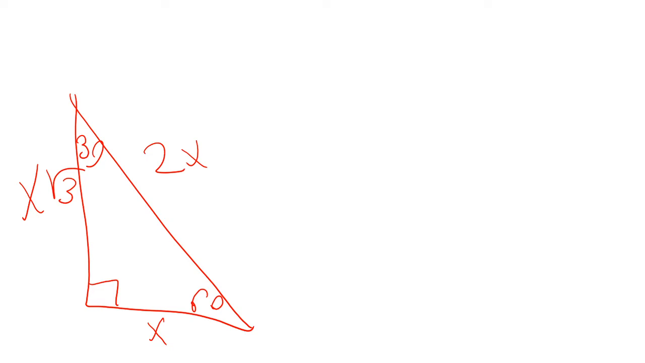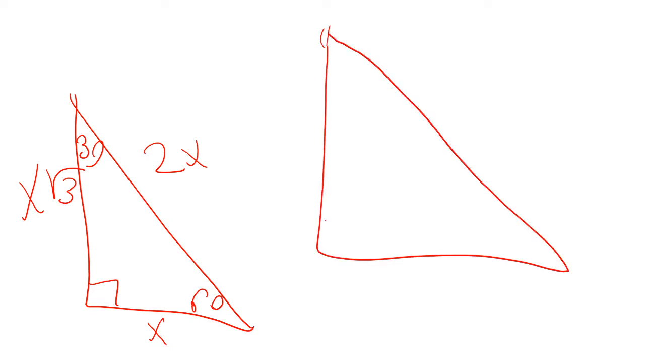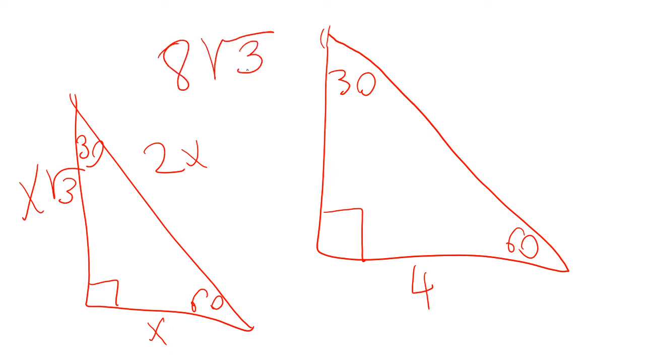Now, we're going to try this on a couple of problems. Suppose we need to find the area of a 30, 60, 90 triangle, and the shorter leg is 4. How are we going to solve the problem? Well, first, I just know how to do this in my head because I already know the longer leg is 4 root 3. So, half of 4 is 2. 2 times 4 root 3 is 8 root 3. 8 root 3 is the answer.